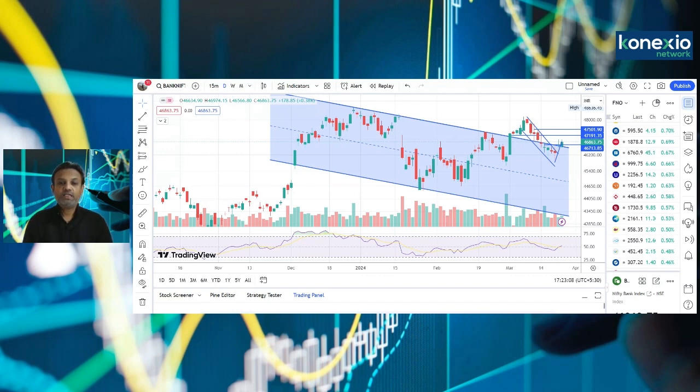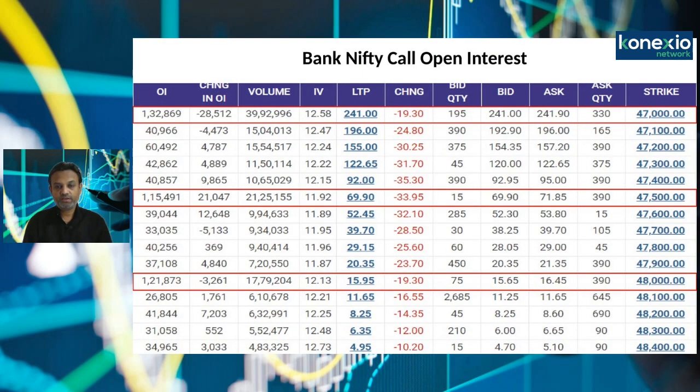Now friends, let us discuss the derivative data of Bank Nifty calls. In Bank Nifty calls, the action was seen in 47,000 calls, then 47,500 calls and 48,000 calls. The option premiums were slightly negative. Implied volatility is between 11.92 and 12.58. There has been a shedding in 47,000 puts.